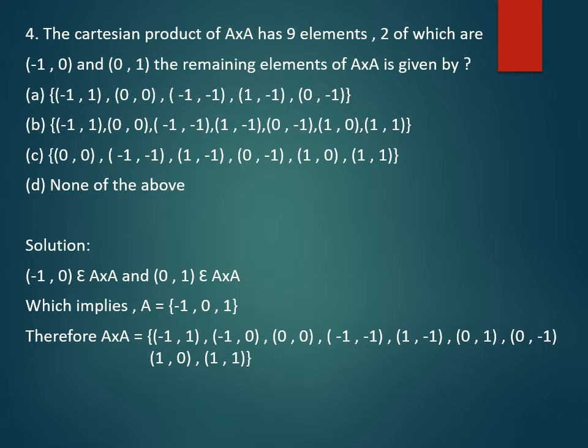These are the elements of the Cartesian product A cross A. In which the ordered pairs (-1, 0) and (0, 1) are present. The remaining elements are these: (-1, 1), (0, 0), (-1, -1), (1, -1), (0, -1), (1, 0) and (1, 1). So out of these 4 options, option B has the remaining elements. Therefore, the answer for this question will be option B.